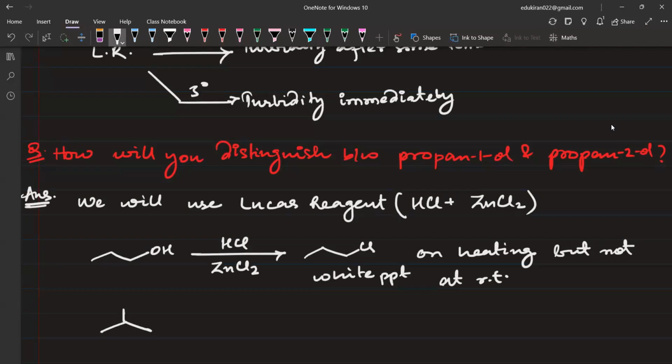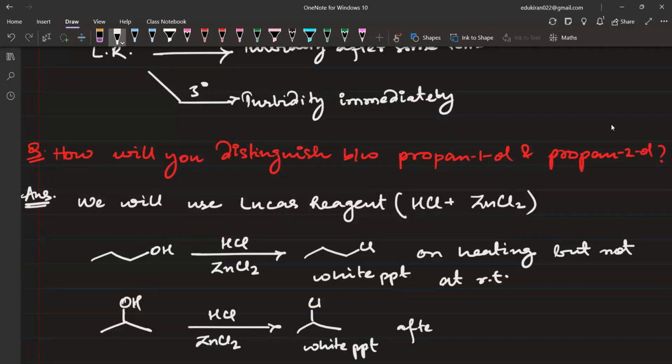But if I have propane 2-ol, that is 3 carbon atoms and OH in the second carbon, and you react this with HCl in the presence of ZnCl2, it is going to give you RCl. It is again the white PPT after 10 to 15 minutes.